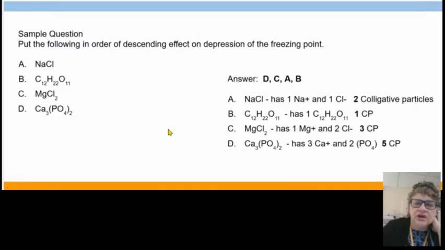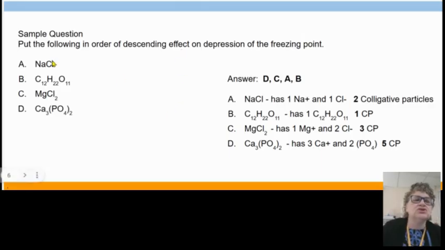Here's a sample question that might show up on the test. Put the following in order of descending effect on depression of the freezing point. Freezing point depression or boiling point elevation are the same; the colligative property acts the same. The more ions, the more particles, the more effective it is.